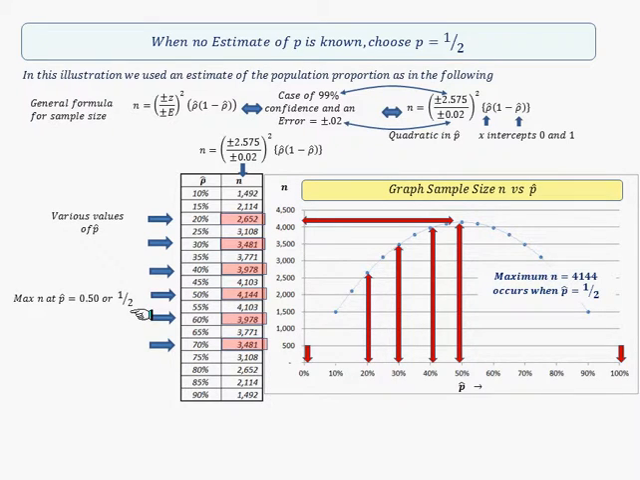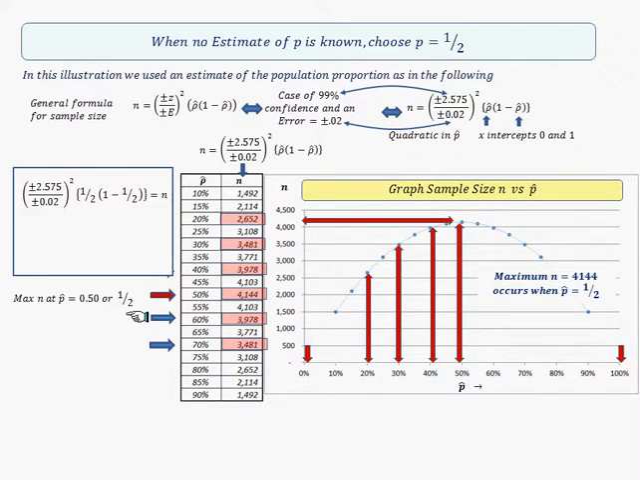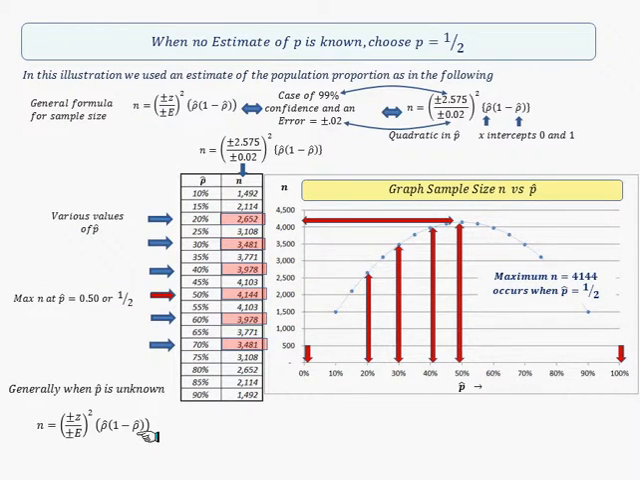If we put p equal to 1/2 into this formula, we have this expression, and the right side of this expression reduces to 1/4, and this becomes your sample size n necessary if no value of p hat is available. And the general equation is as follows. When p hat is 1/2, this becomes the general equation: n equals 1/4 times z squared over e squared.